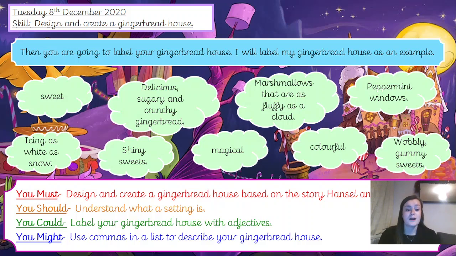So your must today is to design and create a gingerbread house based on the story Hansel and Gretel. You should understand what a setting is. You could label the gingerbread house with adjectives. You should all be doing that. You might use commas in a list to describe your gingerbread house. Remember, we've also talked about similes and alliteration.